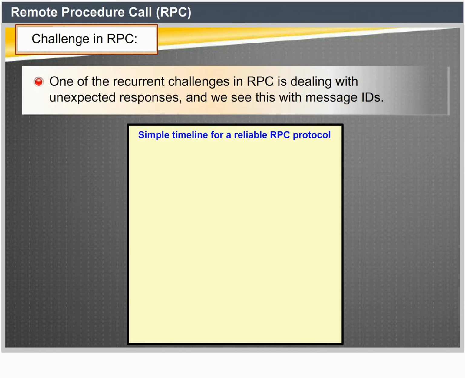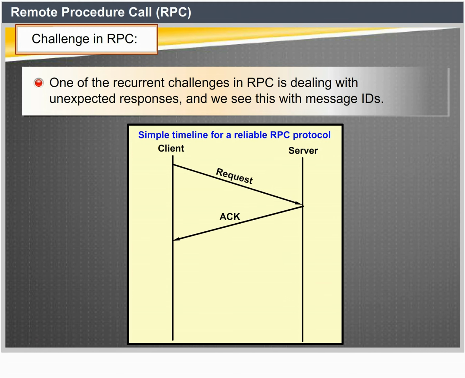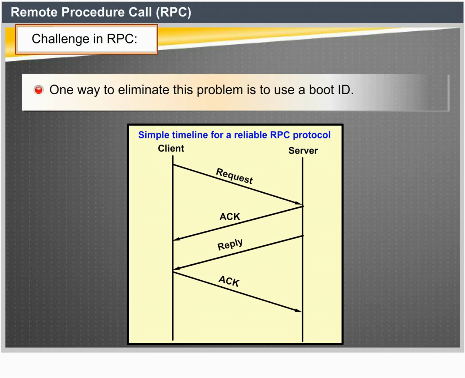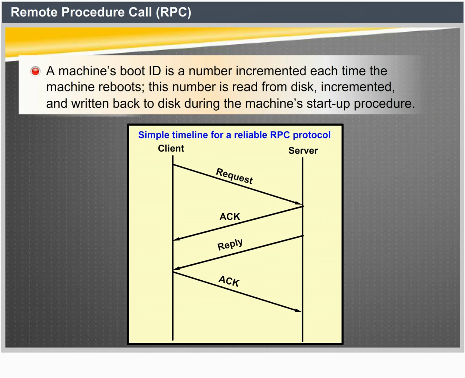Challenge in RPC. One of the recurrent challenges in RPC is dealing with unexpected responses, and we see this with message IDs. One way to eliminate this problem is to use a boot ID. A machine's boot ID is a number that is incremented each time the machine reboots.